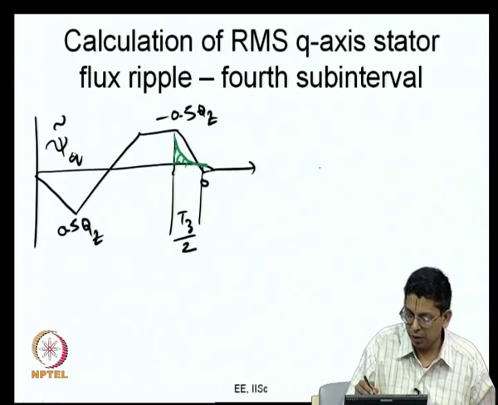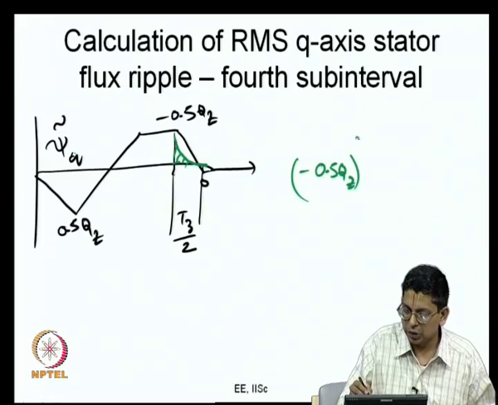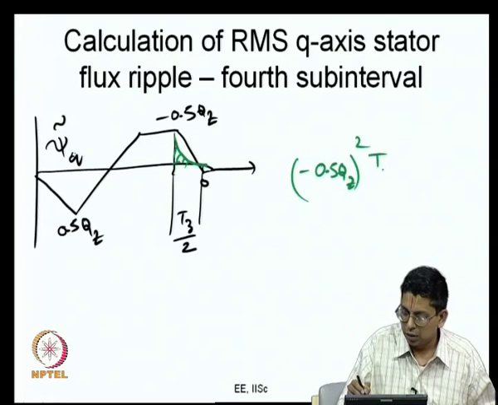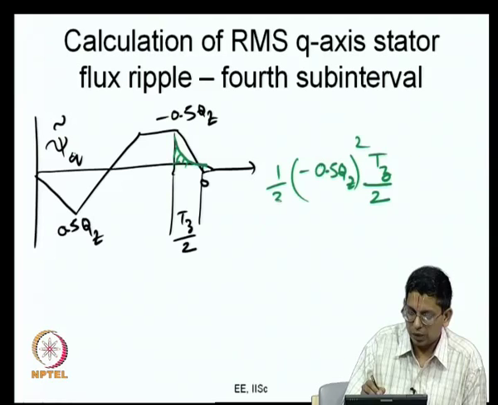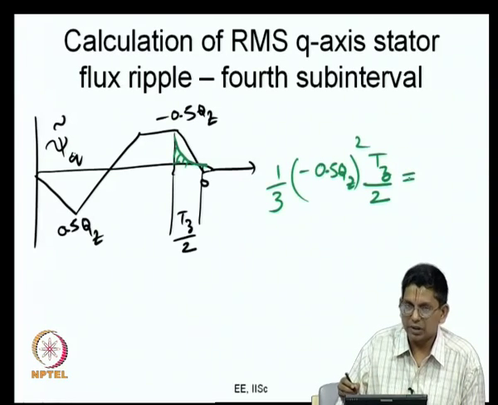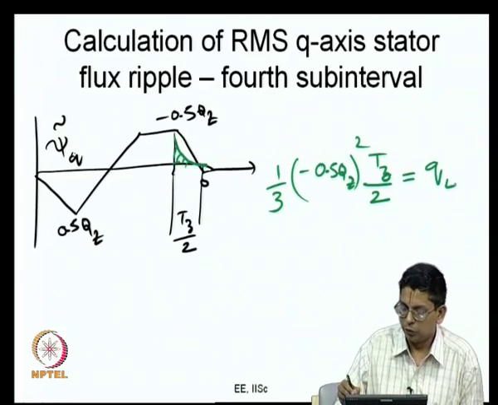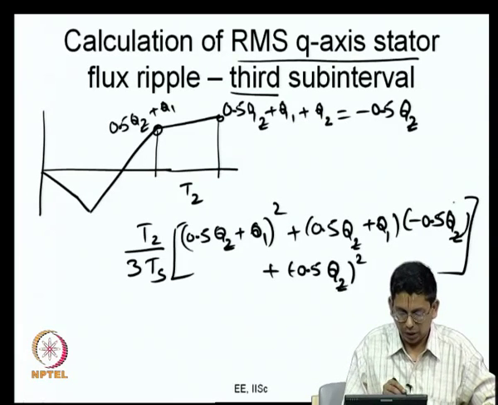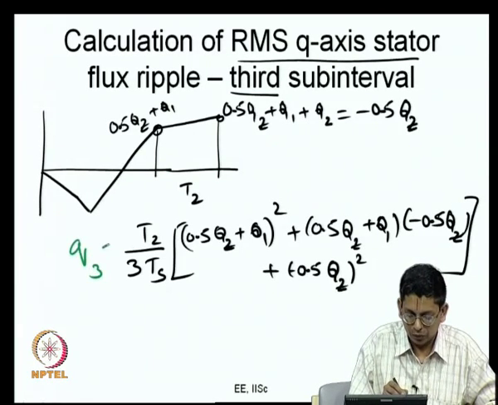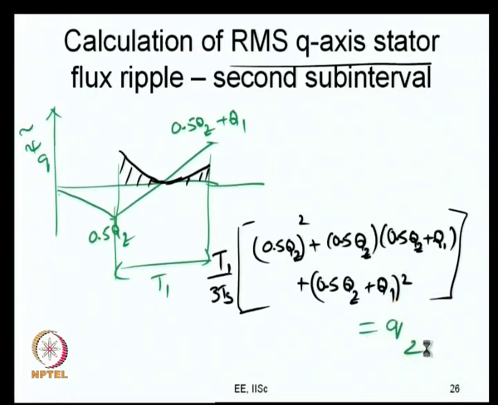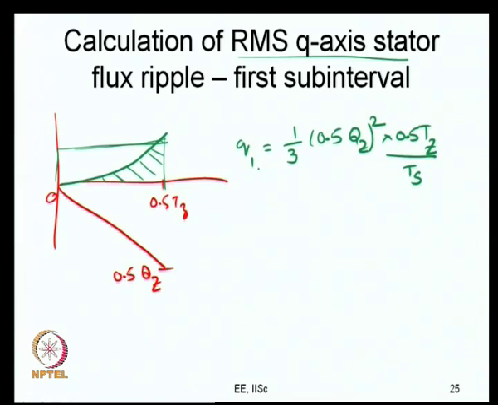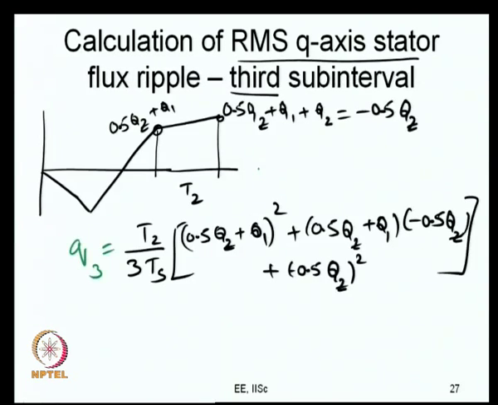So, what is that going to be? It is 0.5 qz. You can even take the minus 0.5 qz and square that, multiply this by Tz by 2 or 0.5 Tz, correct. That is the area under that rectangle and 1/3 of this, and this I would call as q4. The previous one I can call as q3, the one before that as q2, and the one before that is q1 now.